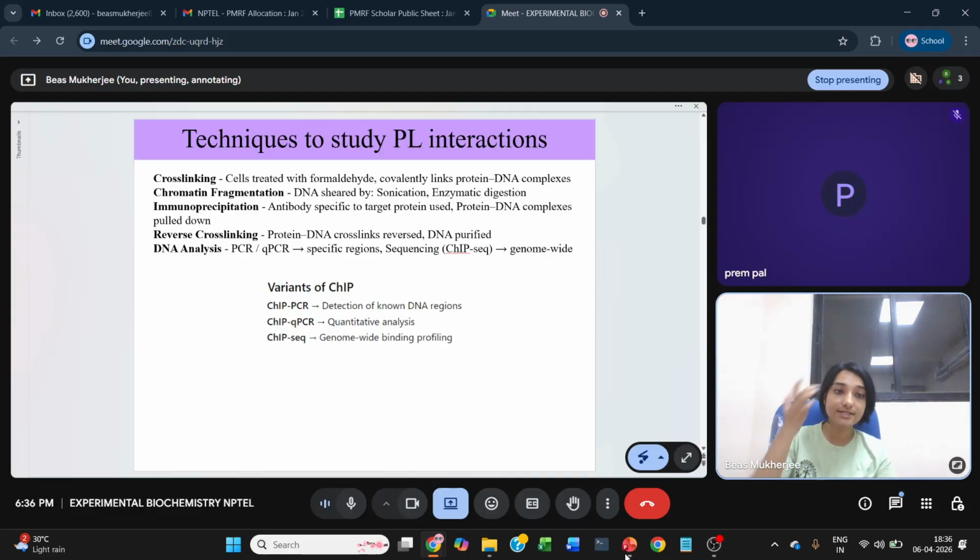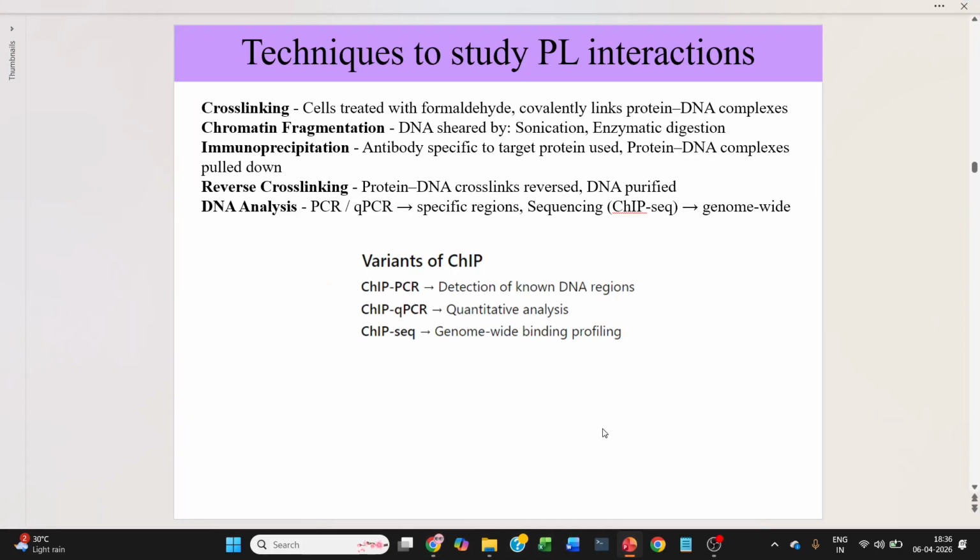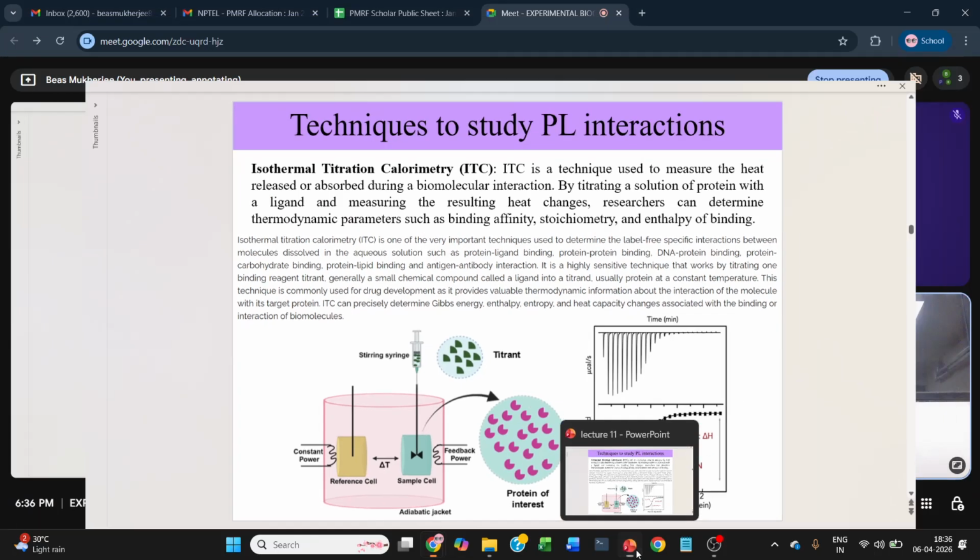Finally, DNA analysis is done using PCR and quantitative PCR. Specific regions are amplified, and then sequencing is done. For example, ChIP sequencing is something that gives a genome-wide binding profile. For a particular protein, it tells you exactly where in the genome it binds. Okay, everywhere in the genome, wherever it binds. So there are three different variants, that is ChIP PCR, ChIP qPCR, and ChIP sequencing. So that is all about chromatin immunoprecipitation.